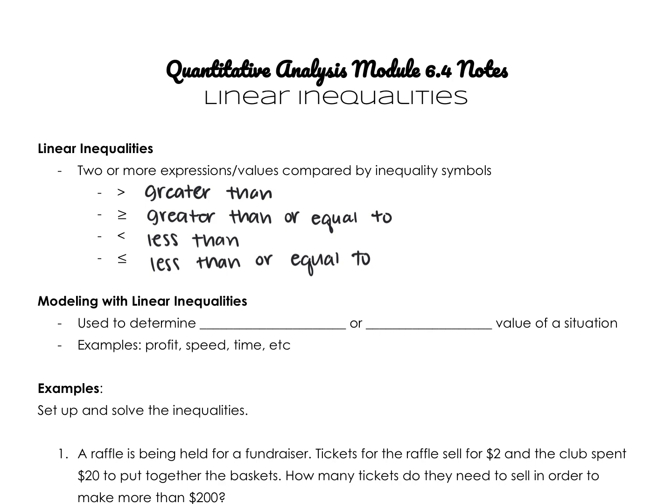When we are modeling with a linear inequality, what we're trying to do is determine the maximum or minimum value of a situation. So a few examples of this are profit, speed, time. There's plenty of examples that we have that can be modeled using an inequality.